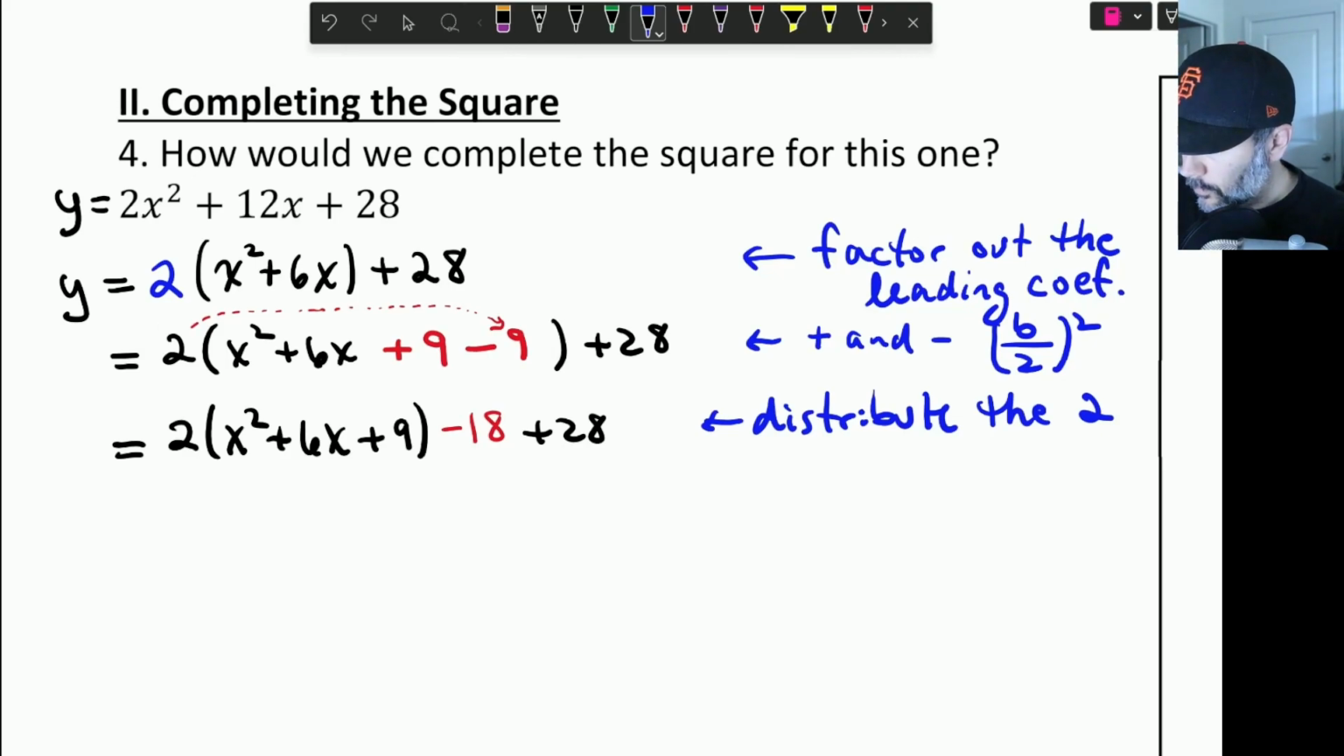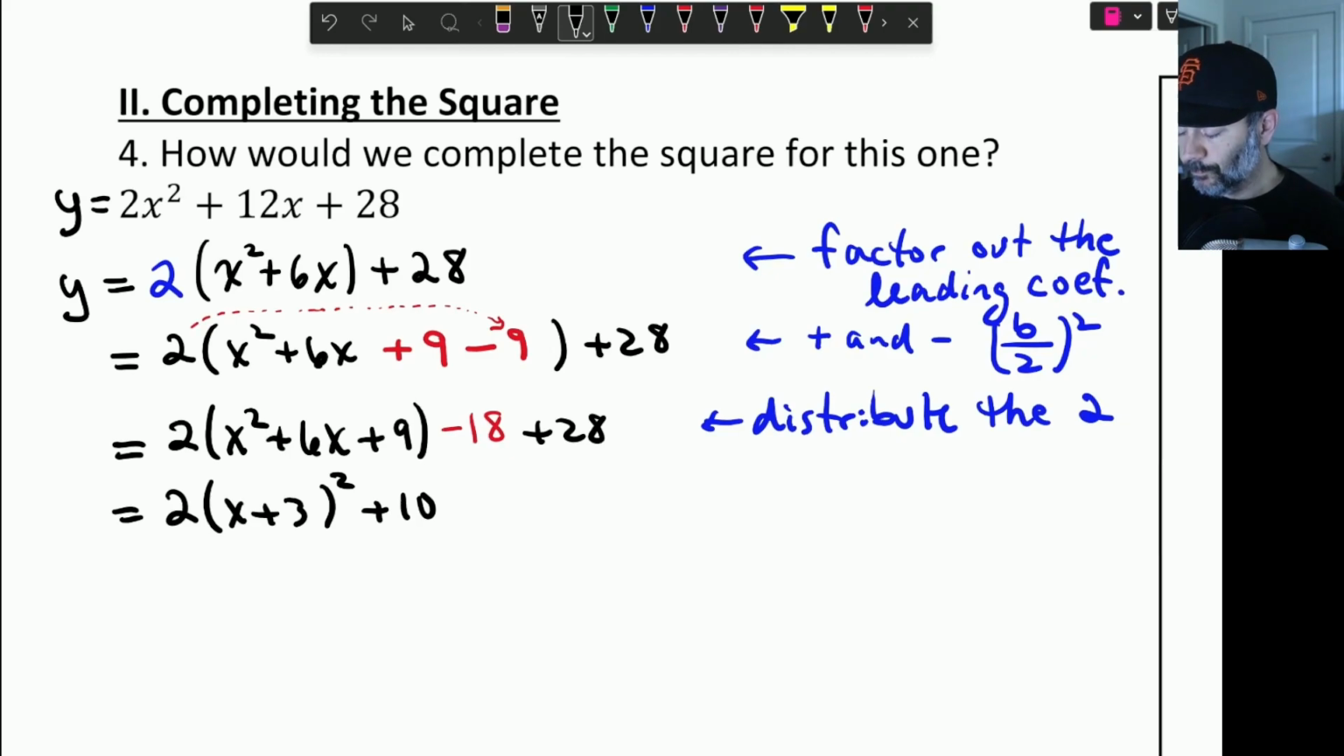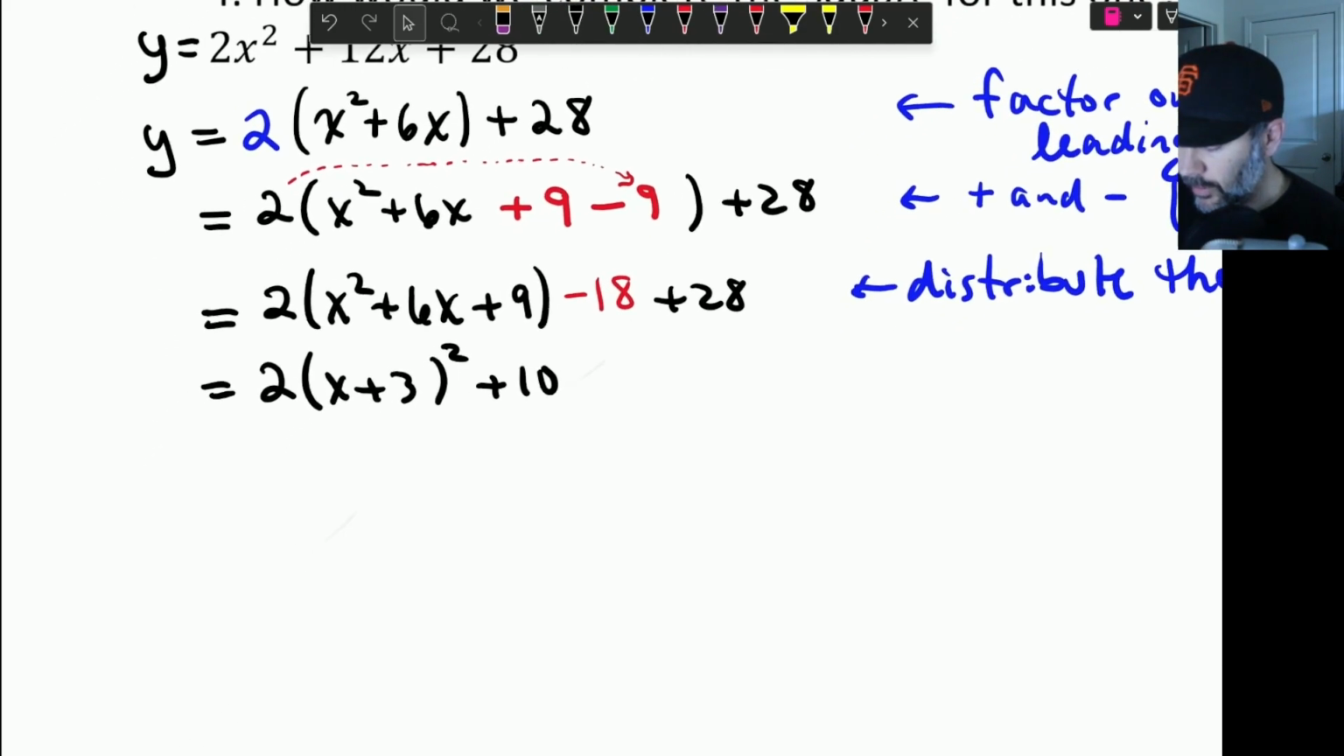Okay, so we cleaned things up to now. What's inside the parentheses is now a perfect square. So this is (x plus 3) squared. And on the outside, let's see, we have plus 10. Okay. We're actually done. We've completed the square of this quadratic.